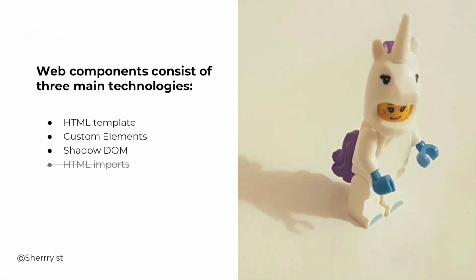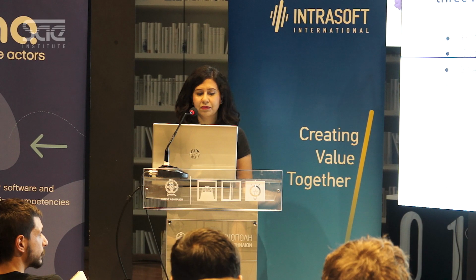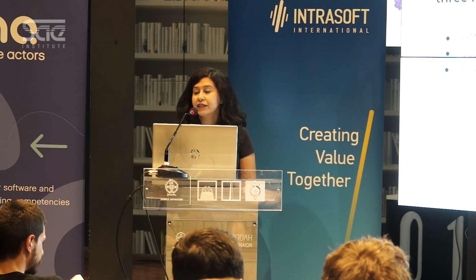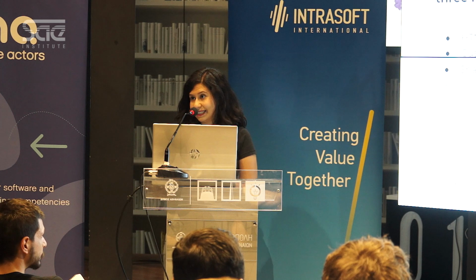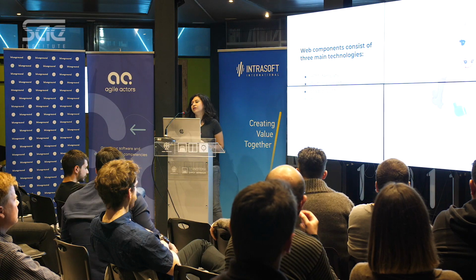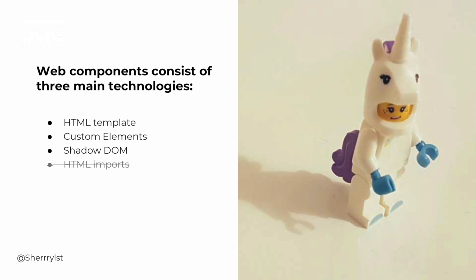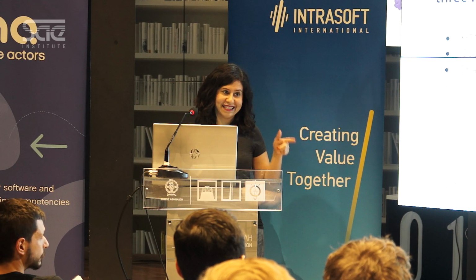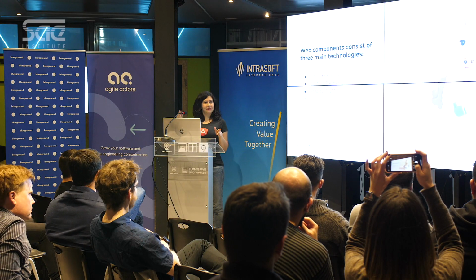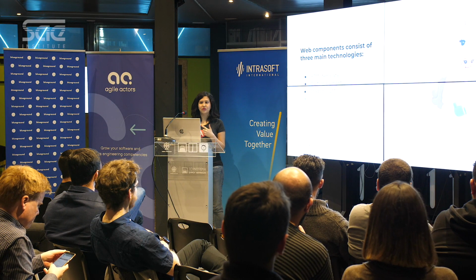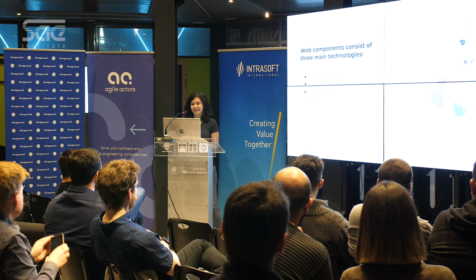So let's see what a web component actually is. It's pretty simple. It consists of these three technologies: HTML template, custom elements, and Shadow DOM. Previously, HTML import was also part of it, but with ES6 modules, we don't actually need HTML import anymore. The reason that I listed HTML import here is because if you check out a lot of the articles out there, they still refer to HTML import. And if you see it there, then you know that's outdated, because web components are developing pretty fast. You should make sure that you don't read some specification which is outdated. So this is one of them.